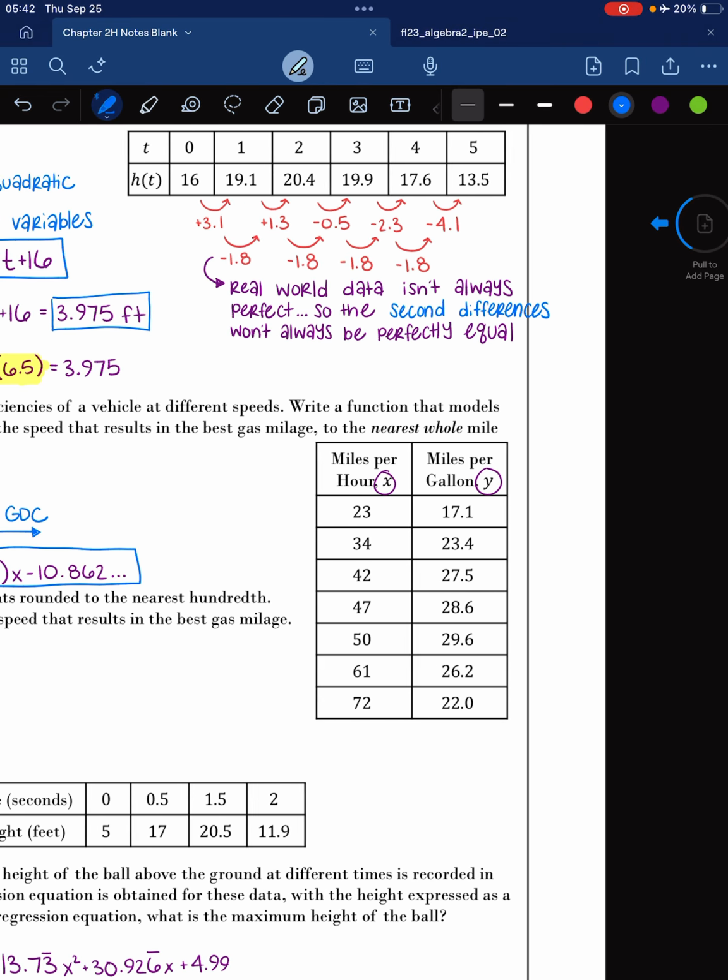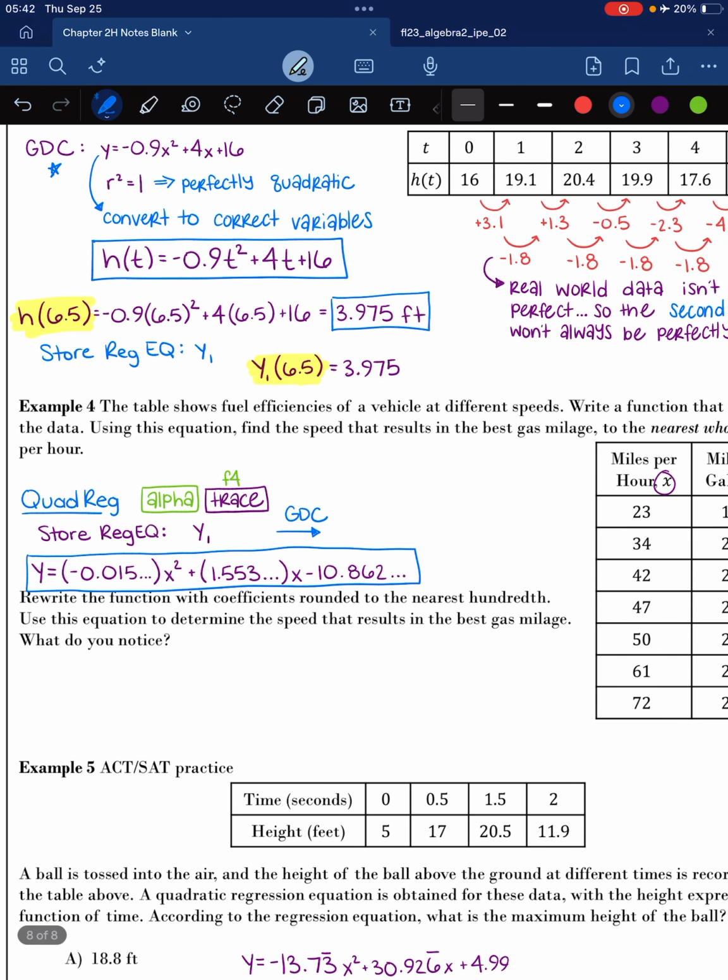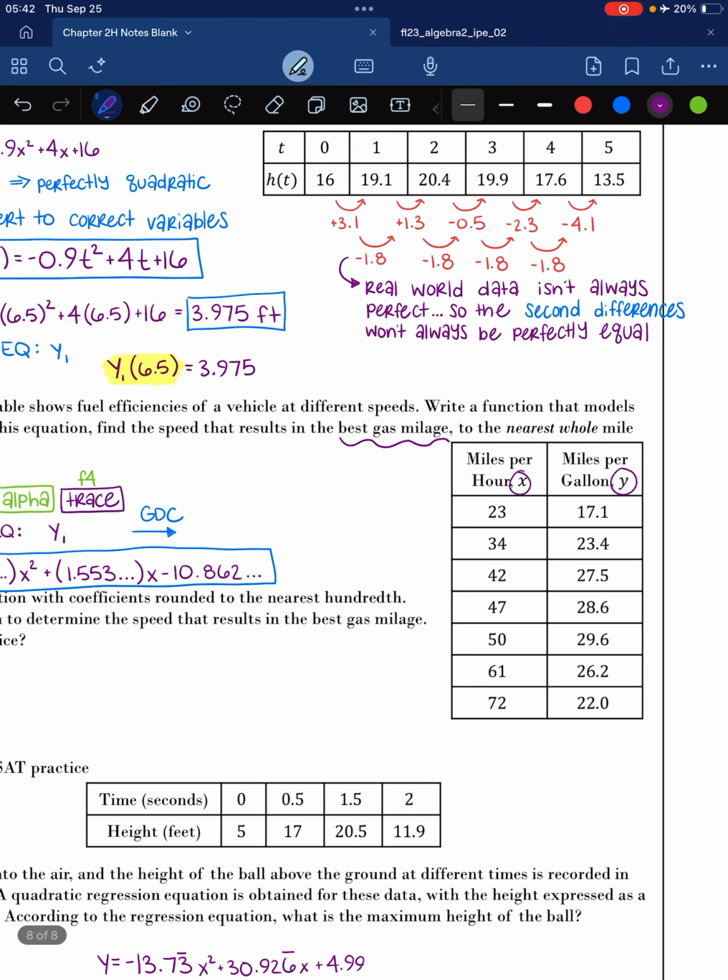Okay, so now that I have that regression equation, it says use this equation to find the speed that results in the best gas mileage to the nearest whole mile per hour. Okay, so best gas mileage, gas mileage looks like it's my y value. So I want to know the biggest y value, which hopefully you're starting to make a little connection here. This is what I can call my biggest y value. That's going to be my maximum value.